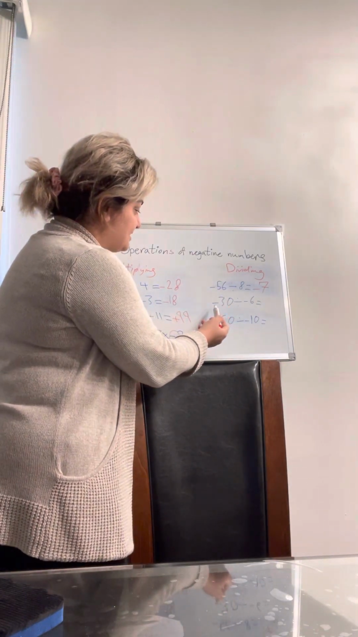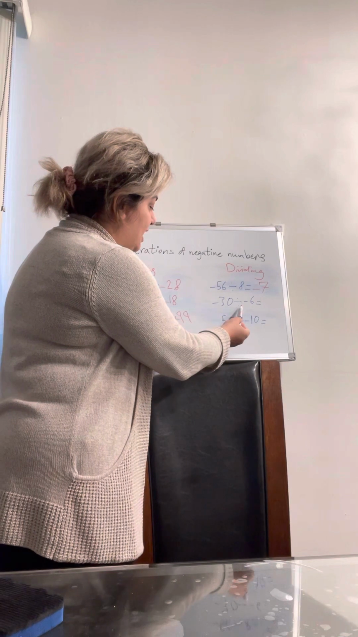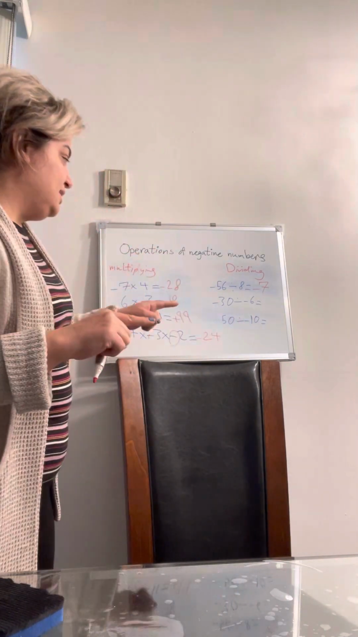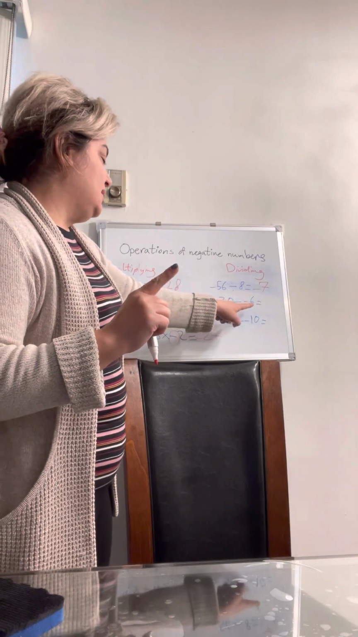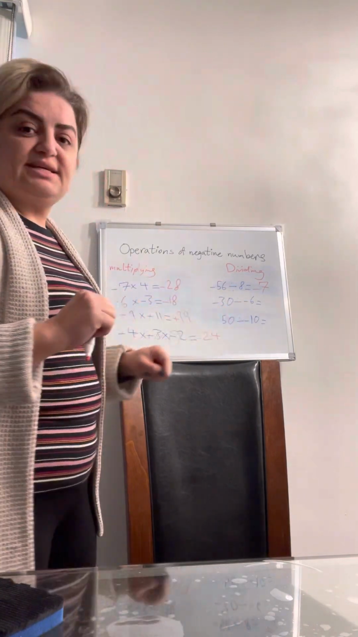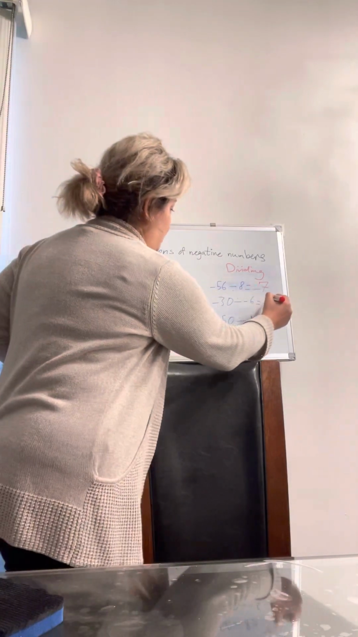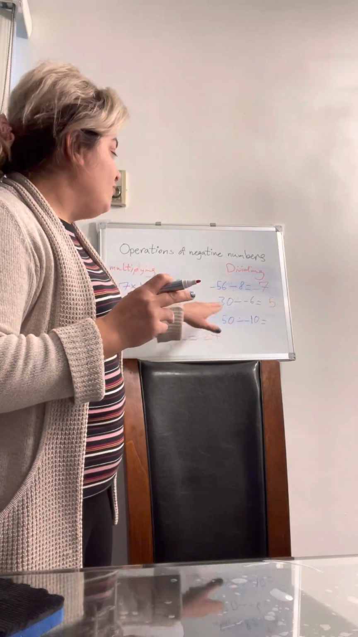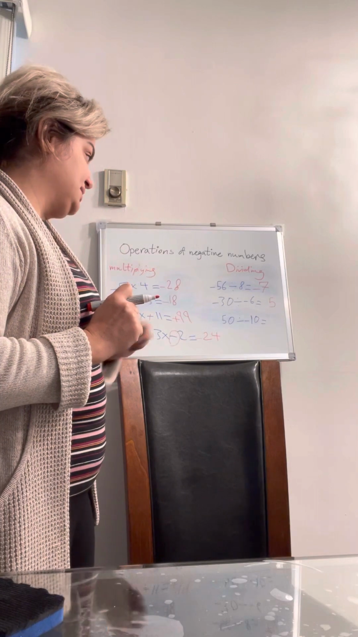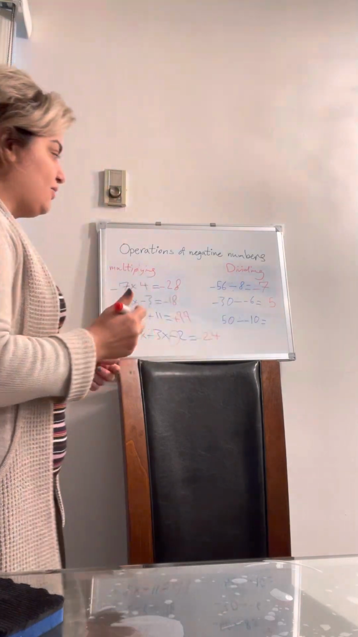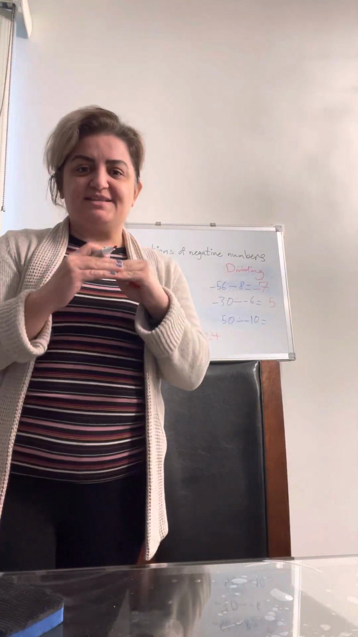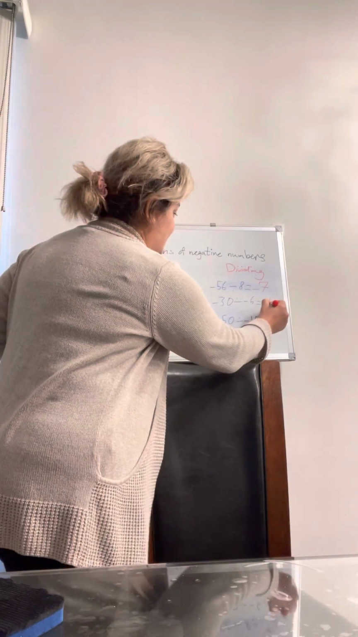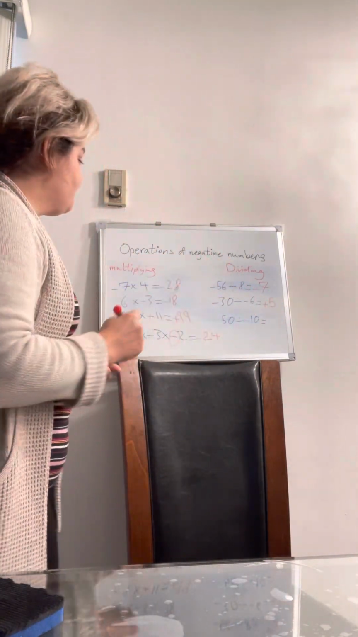The second example is negative 30 divided by negative 6. First, we divide: 30 divided by 6 is 5. And then we look at the negatives. How many negatives do we have in the example? 1, 2. Two negatives cancel each other and become positive. Our answer is positive 5.